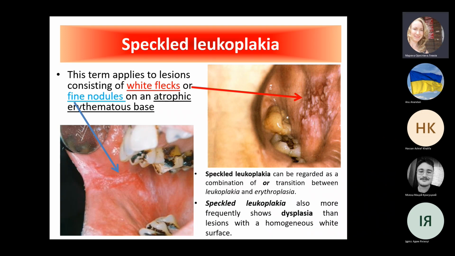The term speckled leukoplakia applies to lesions consisting of white flecks or fine nodules on an atrophic erythematous base. Speckled leukoplakia can be regarded as a combination of or transition between leukoplakia and erythroplakia. It also more frequently shows dysplasia than lesions with a homogeneous white surface. Dysplasia means malignization.